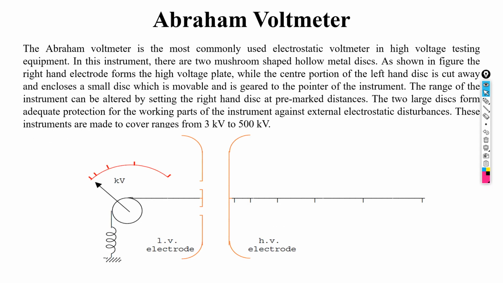Now we'll see the example of an electrostatic voltmeter. The example is the Abraham voltmeter. In the figure we can see the Abraham voltmeter represented. It is the most commonly used electrostatic voltmeter. In this instrument there are two mushroom shaped hollow metal discs, which are used as electrodes.